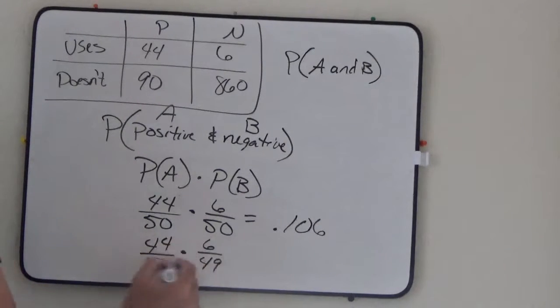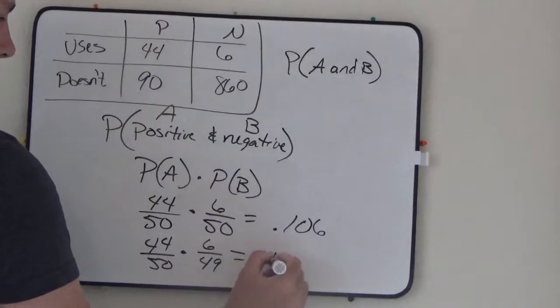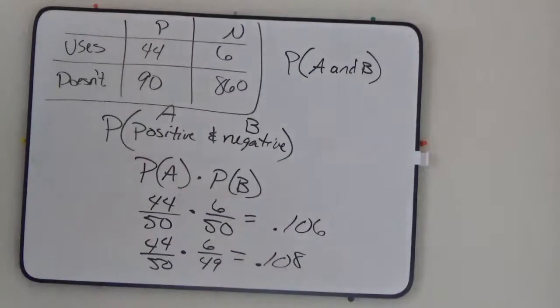Now you multiply across the top and across the bottom, you just plug it in your calculator. The probability of this occurring without replacement is 0.108. Only slightly higher than the other one. They're both 10% basically. 10.6, 10.8%.